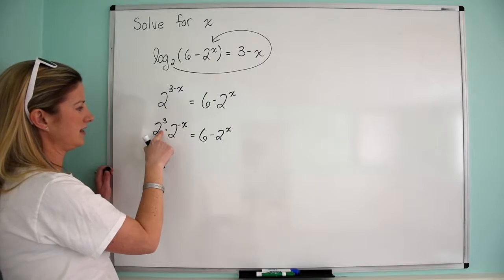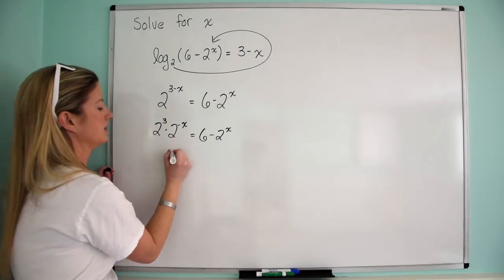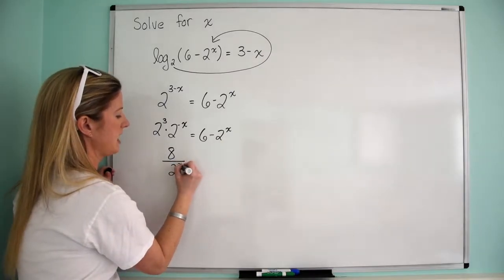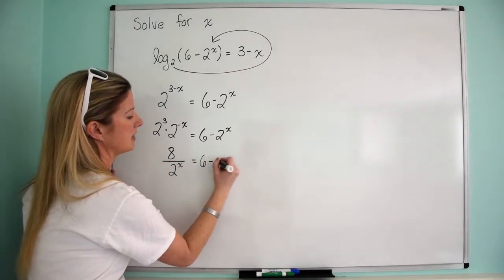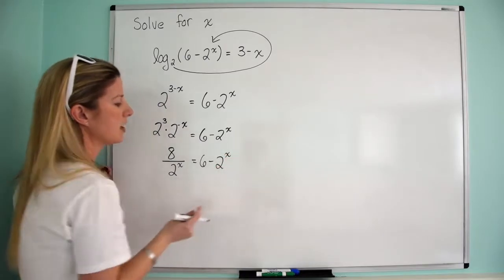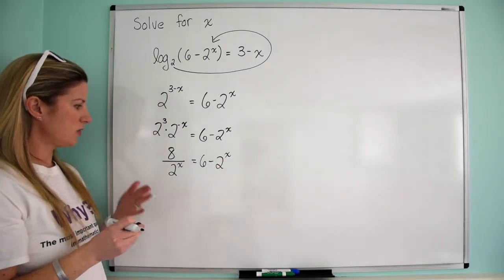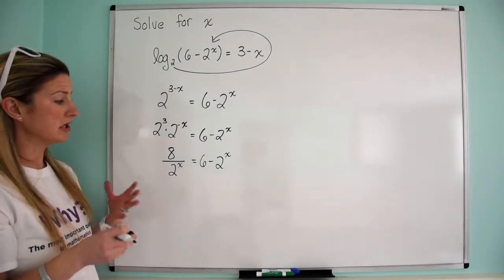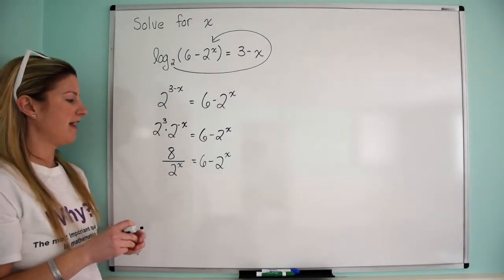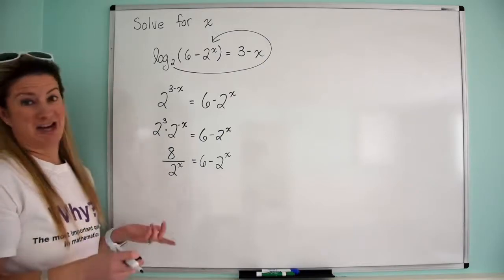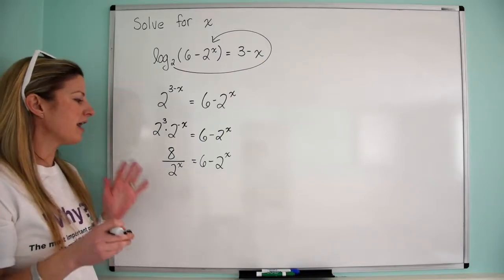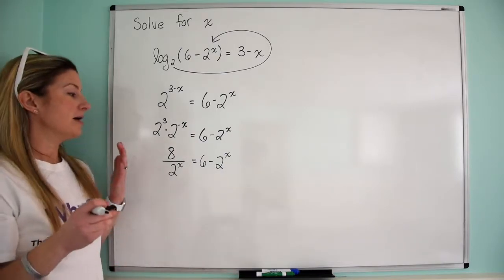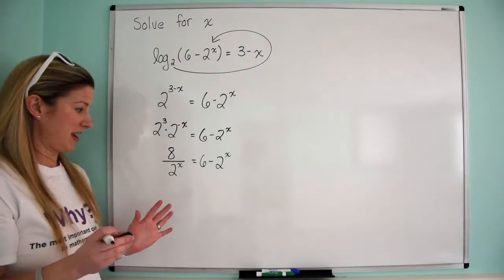And I'm also going to say that instead of writing 2 to the third, I'm just going to write it as 8. Okay, so it becomes 8 over 2 to the x, and then that equals 6 minus 2 to the x. All right, so things are looking better. I see a 2 to the x in two places, which to me says I might be on the right track. But I have a fraction. And I know not everybody is as much of a fan of fractions as I am. So that's okay. You don't have to be.